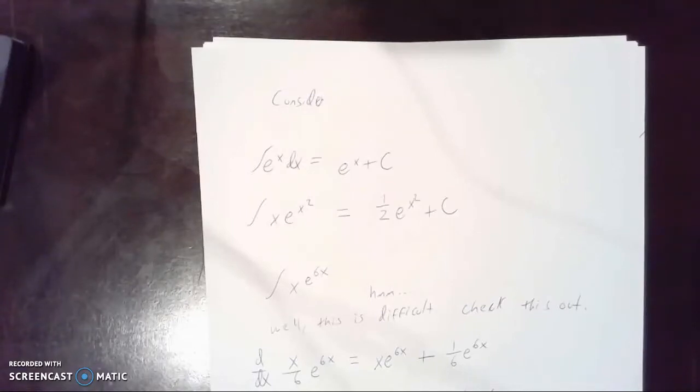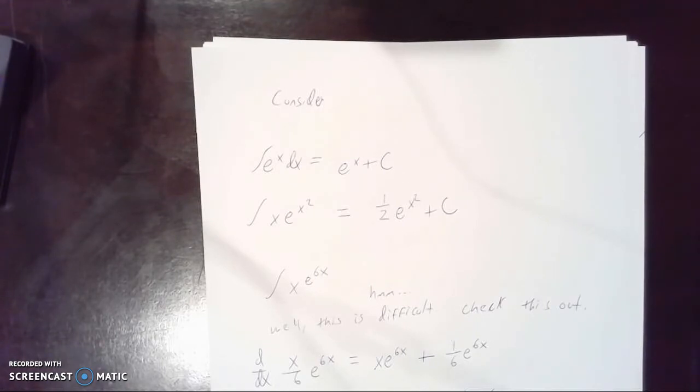Okay, we're going to consider some new integrals. But first, let's consider some old integrals. We're well aware of how to do something like the integral of e to the x dx is just its own integral, plus a constant. And then something like the integral of x e to the x squared could be done with a u substitution, where u is x squared, then du would be 2x.